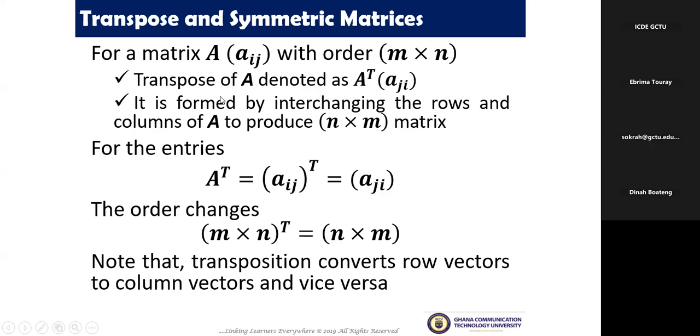What does it mean? If I give you a matrix A and I ask you to find A transpose, all that I'm asking you to do is to turn each row into a column. So you take them row by row. You take the first row, you turn it into a column. You take the second row, you turn it into a column, like that. That is how it works.